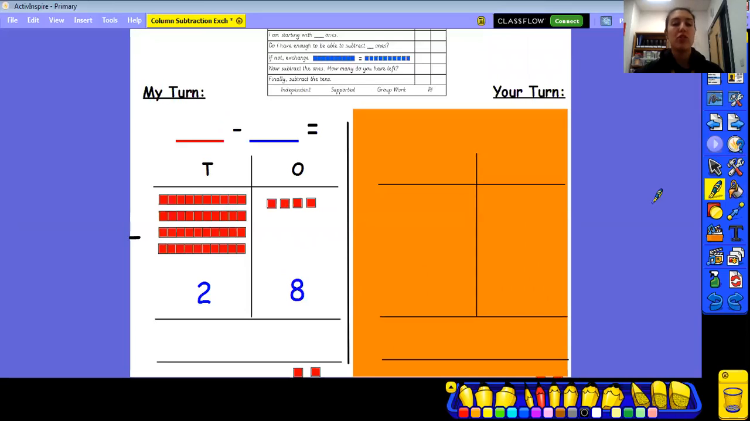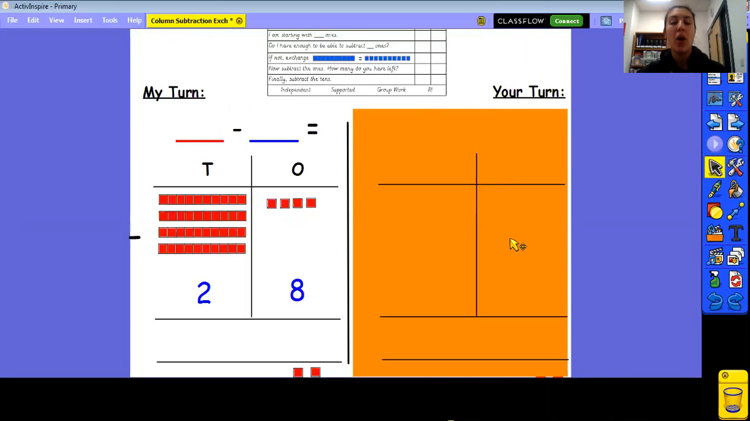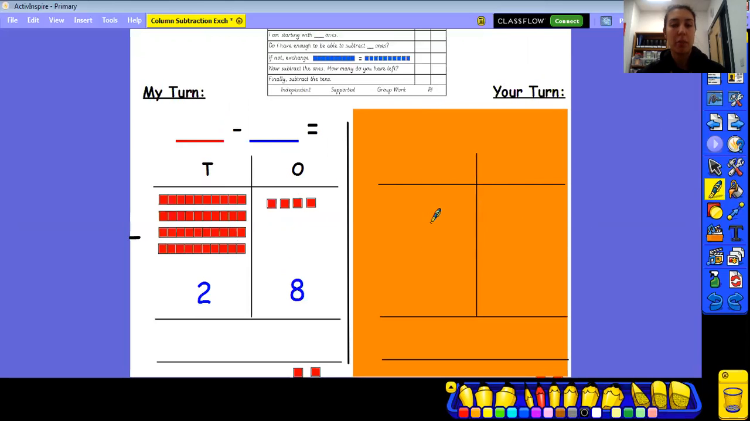What we're going to do is we're going to try one more together, and then I'm going to reveal this question here, and hopefully you can use my example to help you solve your independent challenge. So let's have a look. I'm starting with 4 tens, and I'm starting with 4 ones again. I'm starting with 44, and I am subtracting 28 this time.